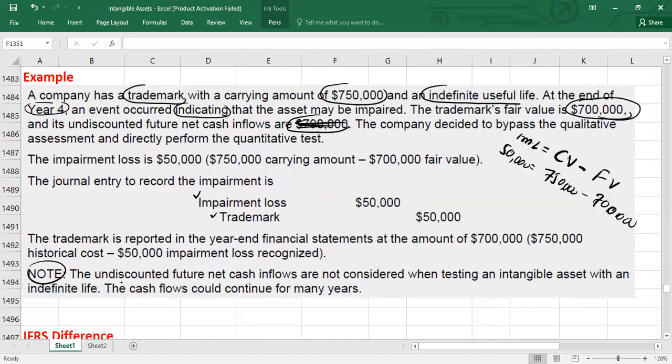And here is the note written like undiscounted cash flow you don't need to consider when asset is having an indefinite useful life. Okay guys, so now let's practice a few questions, couple of questions, and then I will also tell you at the end how to calculate the impairment loss if asset is held for disposal or for sale.